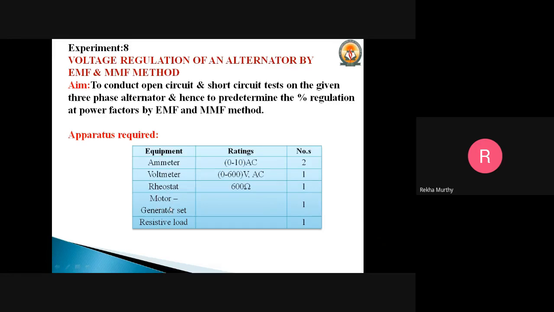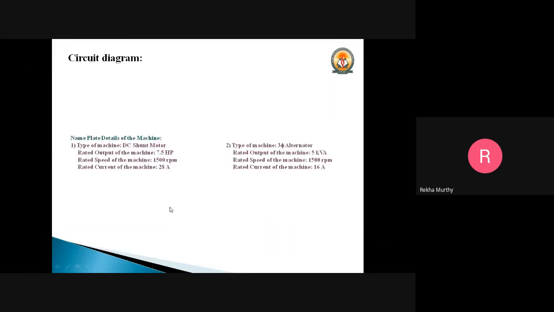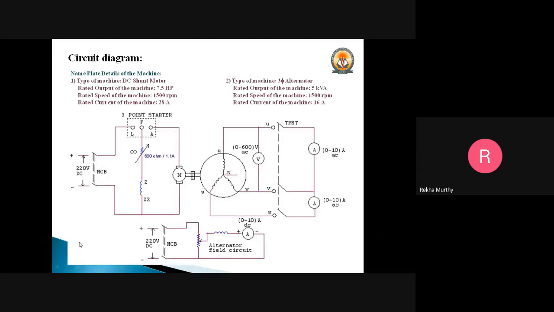Let us concentrate on that. As usual, we are going to prefer the DC shunt setup. We have to connect it, and this motor is started by the 3-point starter. L is connected directly to the line, which is a DC voltage of 220 volts, and F should be connected to the rheostat, which should be in the cutout position, of 600 ohm, in series with the field winding, and the armature is connected to the motor.